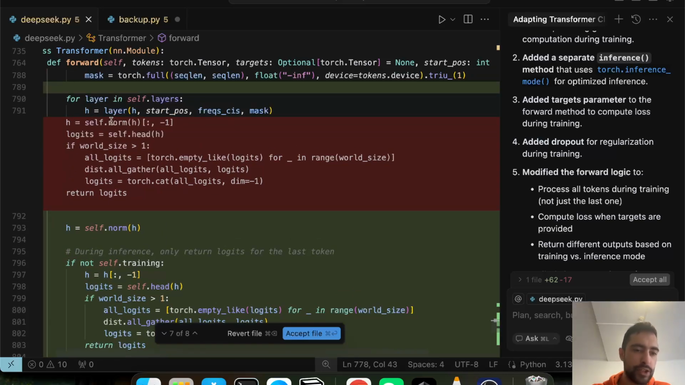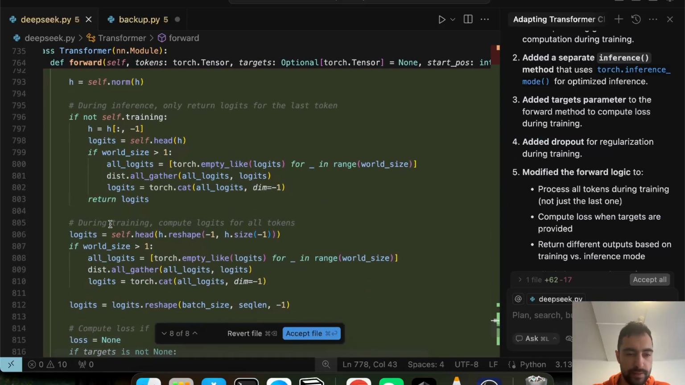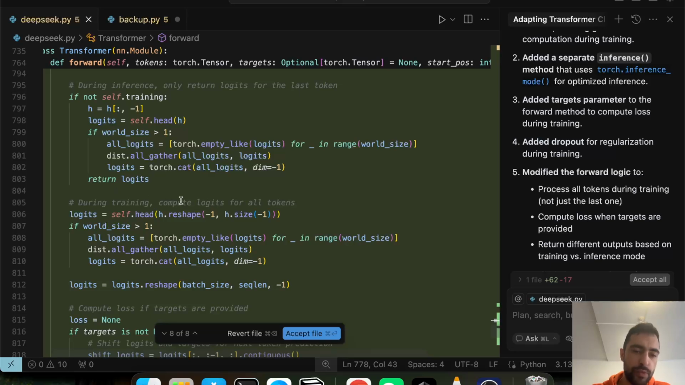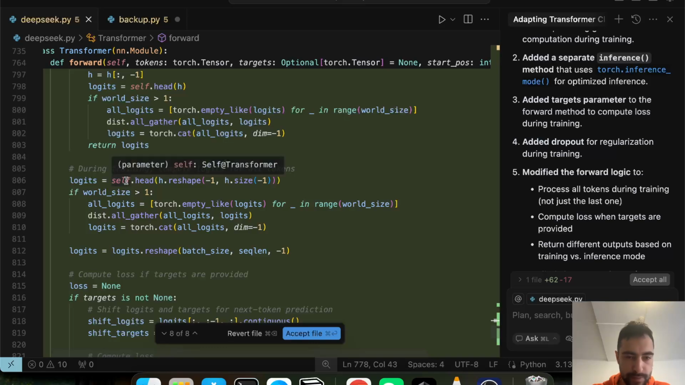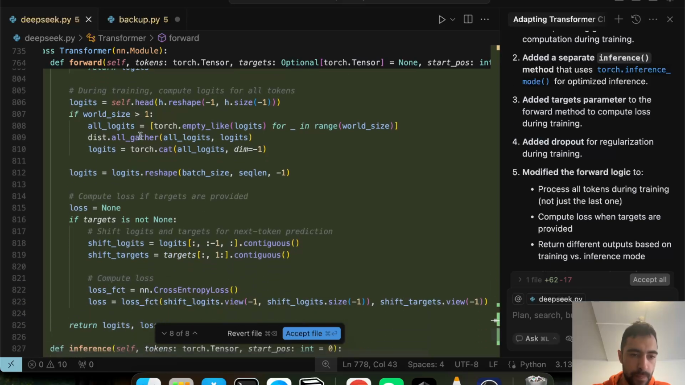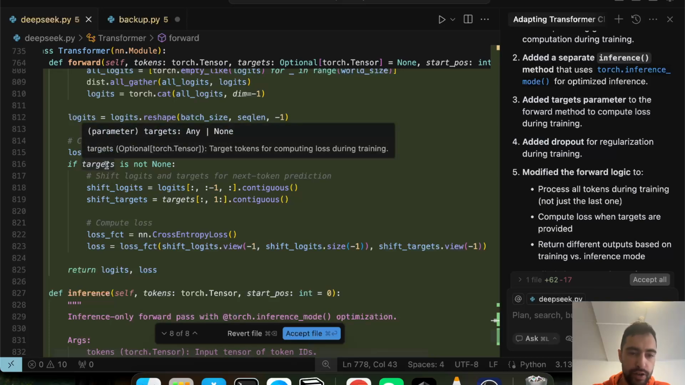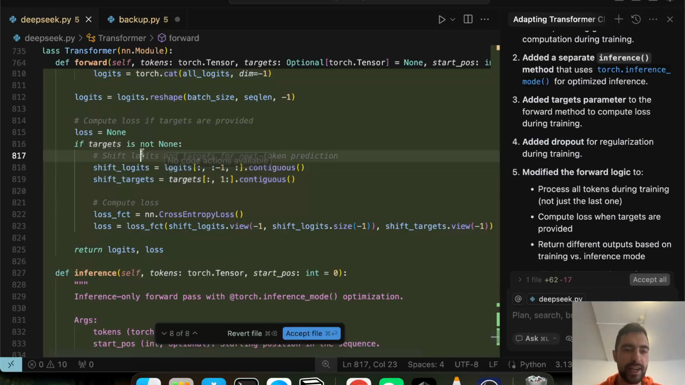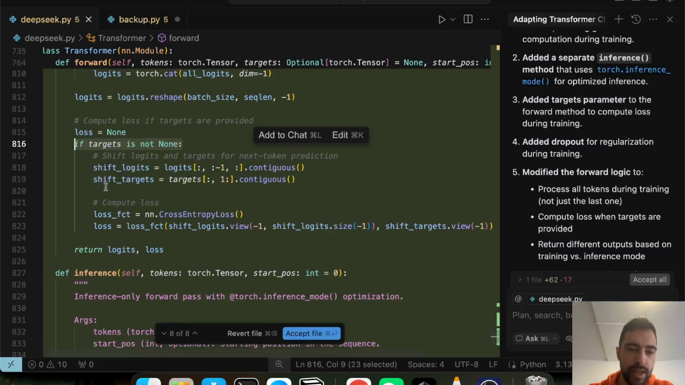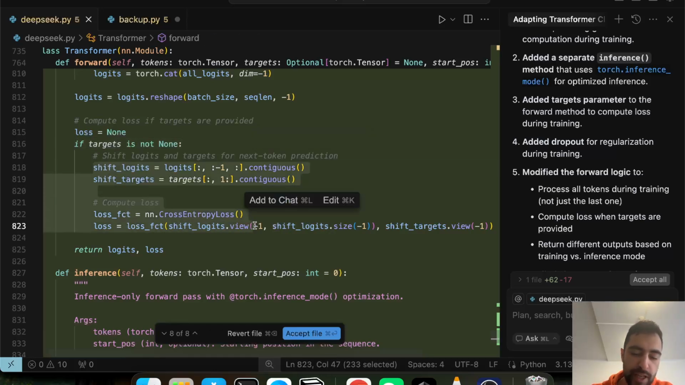And it would just apply this normalization in the step before, so it works for both inference and training. During training, compute logits for all tokens instead of just the last token, the predicted token. And the parallelization across different GPUs works the same. Yeah, it looks exactly the same as here. Compute loss if targets are provided. So loss is none if targets are none.